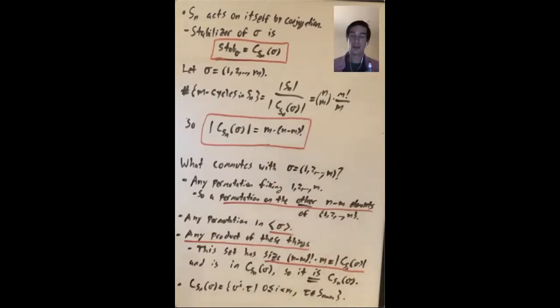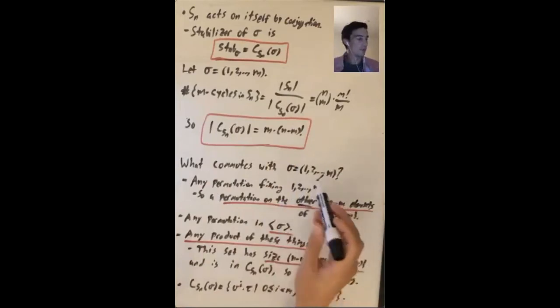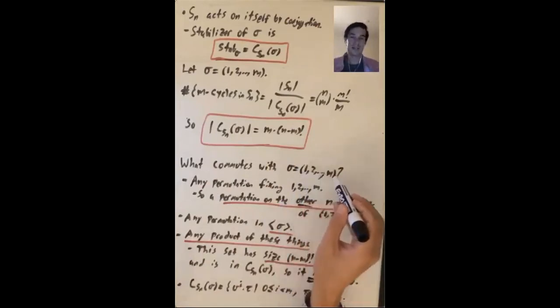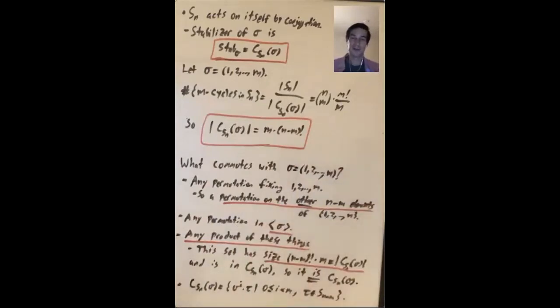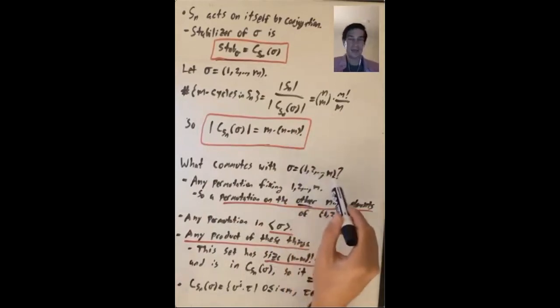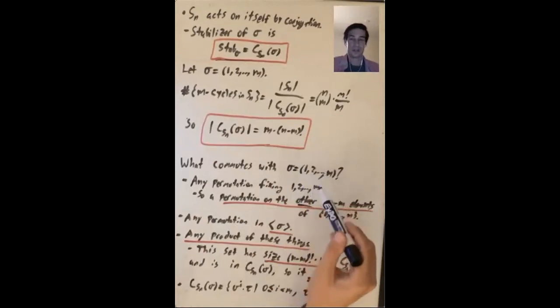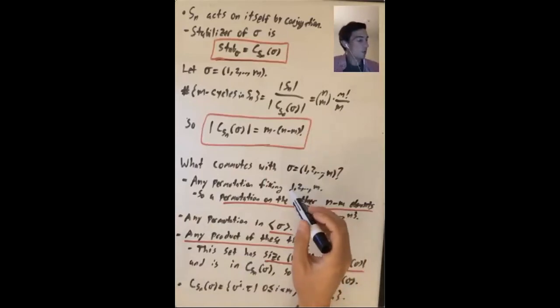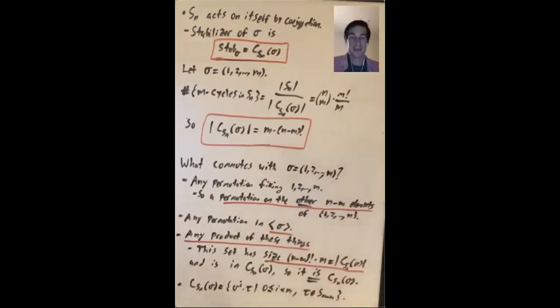So now we know the order of the centralizer of an m-cycle, but what is it? What are some things that commute with the permutation 1 goes to 2, goes to 3, goes to m minus 1, goes to m, and then m goes back around to 1? Well, one thing that's going to commute with this is products of disjoint cycles commute. So if you have a permutation that doesn't move 1 up through m at all, that's definitely going to commute with sigma. So we have these n minus m other elements. If you fix 1 up through m and you permute the other n minus m things in any way at all, that'll commute with sigma.